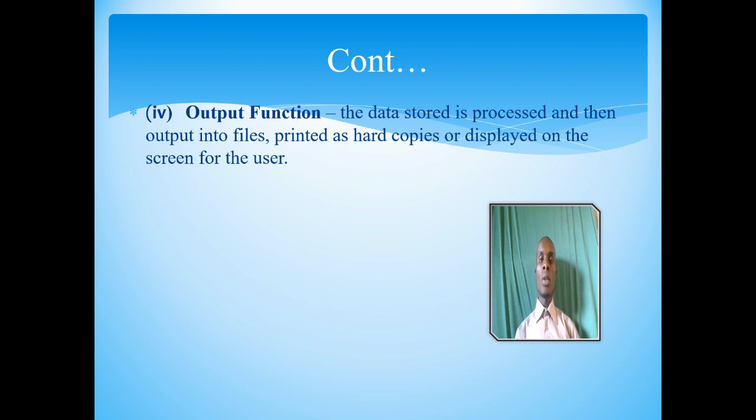So the last step, as we mentioned earlier, is the output. We want to know the function of the output step. We say that the data that is stored after processing is given out as an output. So in output, the data can be displayed either in soft copy or hard copy.